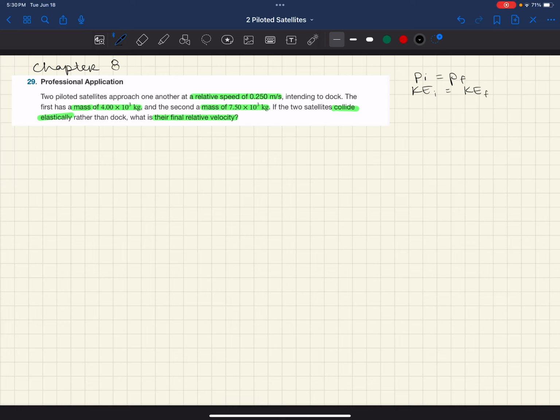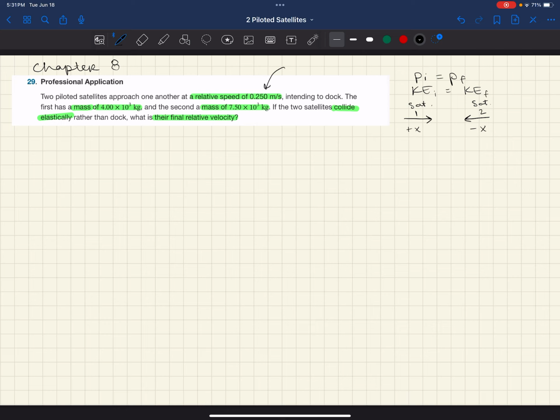Finally, we also know that the relative speed of these satellites is 0.250 meters per second. Relative speed means in relation to one another. So if the satellites are approaching each other, we would have one satellite moving, we can say, to the right in the positive x direction, and another moving maybe to the left in the negative x direction. So this can be satellite 1, and this could be satellite 2. All we know is that relative to one another, the speed is 0.250 meters per second.